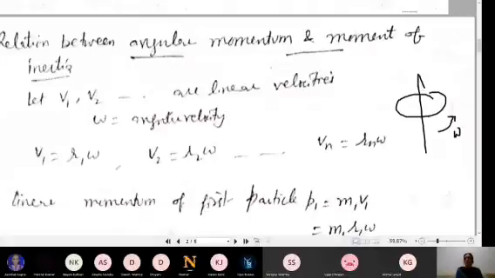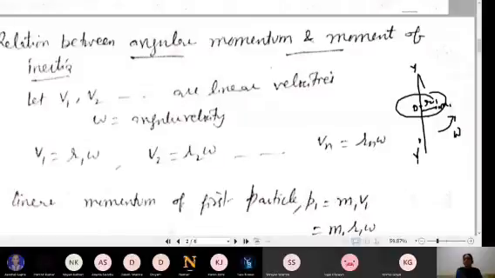We are taking v1, v2, v3 as linear velocities. Omega is the angular velocity. For all the particles, we are taking the perpendicular distances like r1, r2, from the given axis. You can write the values: v1 equals r1 omega, v2 equals r2 omega, and so on. Now if you find the linear momentum of the first particle, that is given by m1 v1.